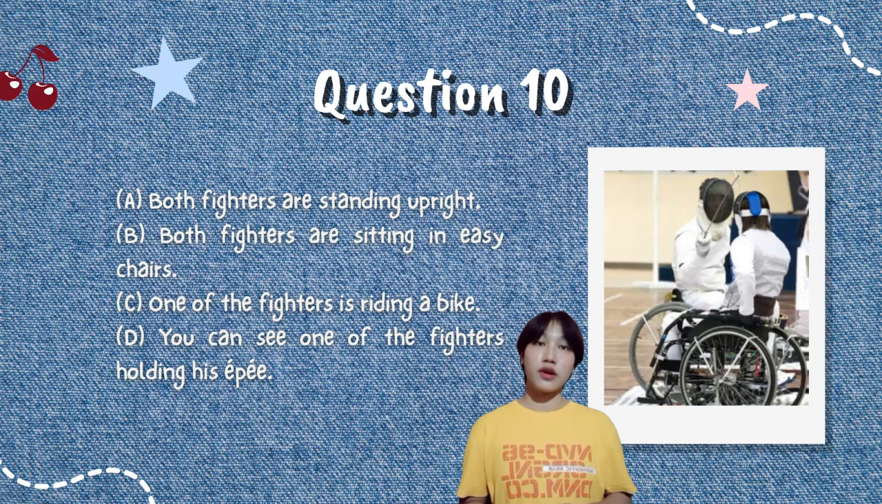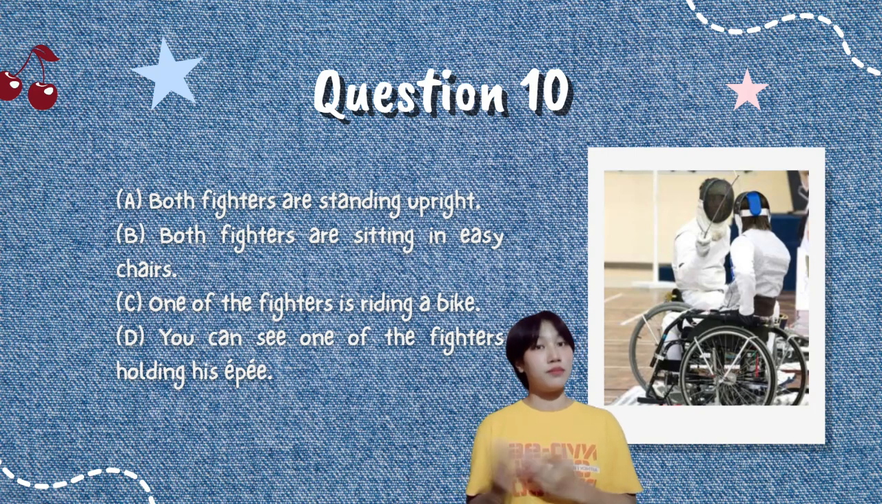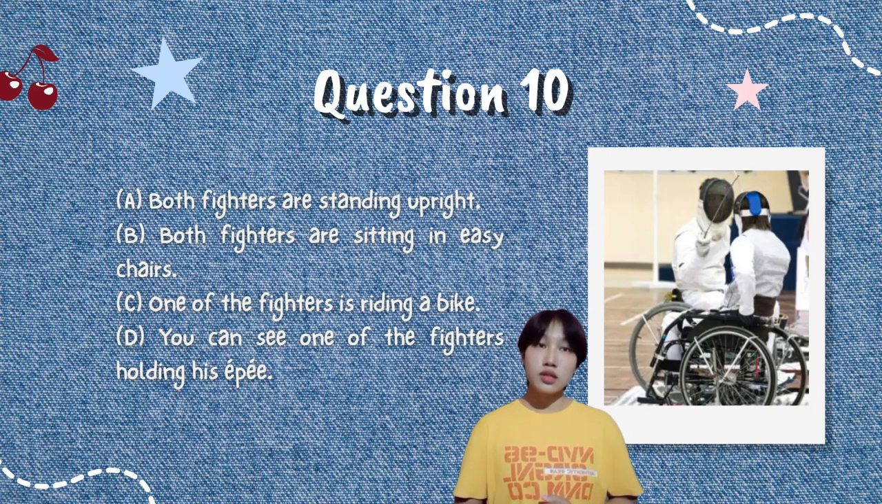Option A is incorrect because they are not standing upright. Option B is wrong because they are not sitting in easy chairs. Option C is also wrong because no one is riding a bike in this picture. Be careful with similar words. Wheelchair is very different from chair.